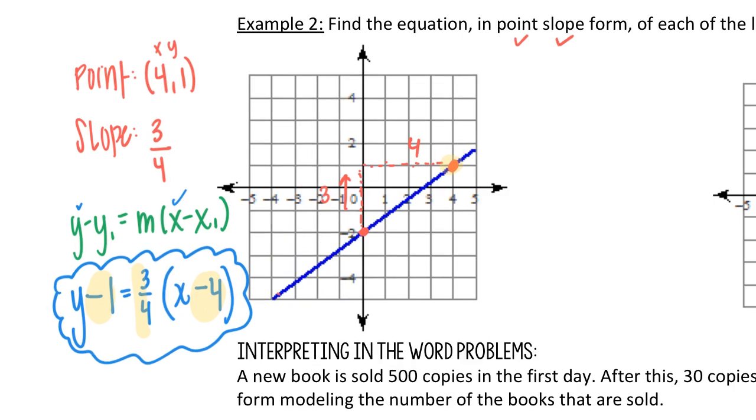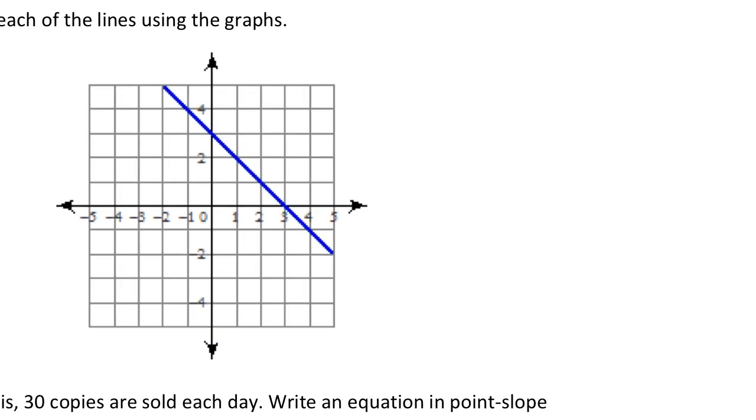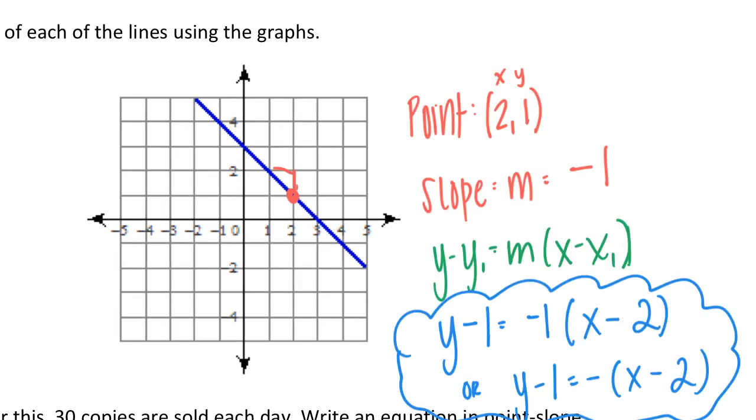Try out the one to the right, finding a point on the line, finding a slope, and plugging into point-slope form. Pause the screen and give it a shot. Check yourself and see how you did. I used the point 2, 1. You did not have to use that point. You could have used any point that was on this line. So that's where our answers may differ. The slope should be the same for everyone.